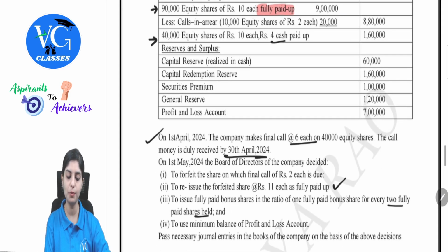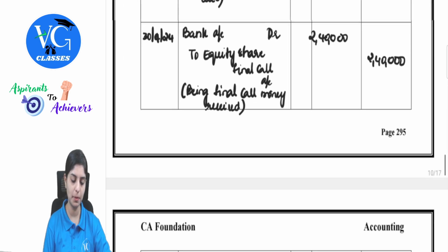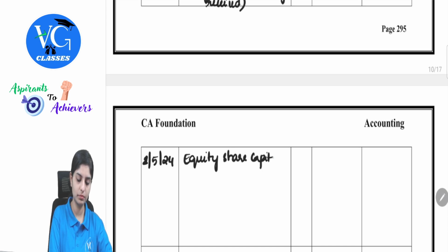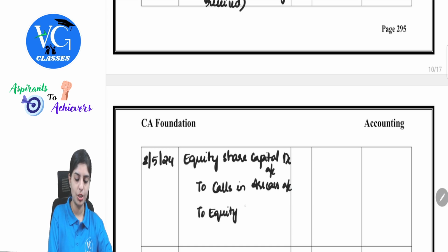Next, on 1st May, the board of directors decided to forfeit the shares on which the final call of 2 each is due. So what will be the share forfeiture entry? I hope you all remember it. On 1st May, equity share capital account debit to, the amount is already transferred to calls in arrears, so 2 calls in arrears account. Then we will have to credit the equity share forfeiture account.